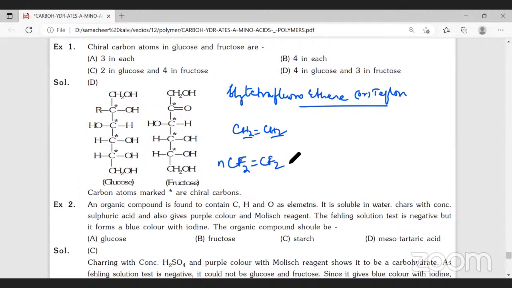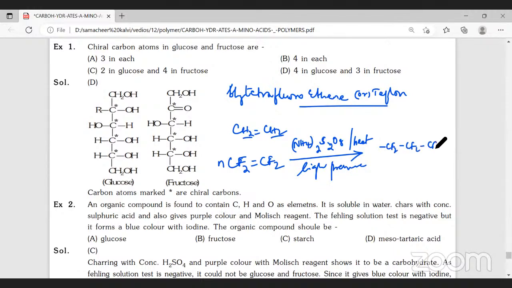This tetrafluoroethene, when it is heated with ammonium persulfate, (NH4)2S2O8, as a catalyst at high pressure, we get CF2 single bond CF2 single bond CF2 single bond CF2, goes on like this. This is called polytetrafluoroethene, or Teflon. The structure looks the same as polythene, only in place of hydrogen it is CF2.